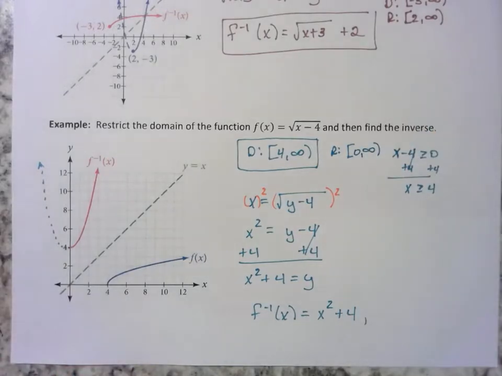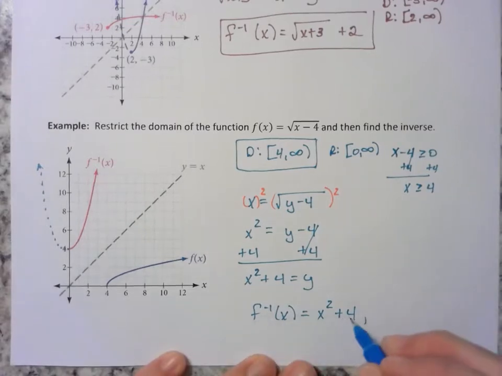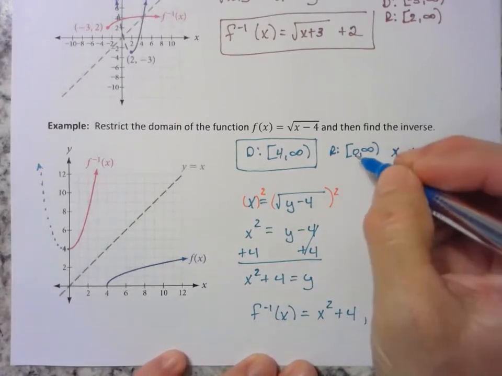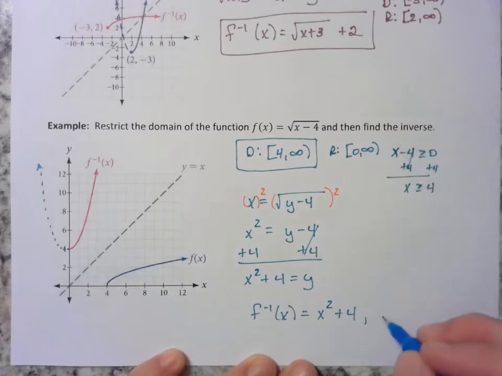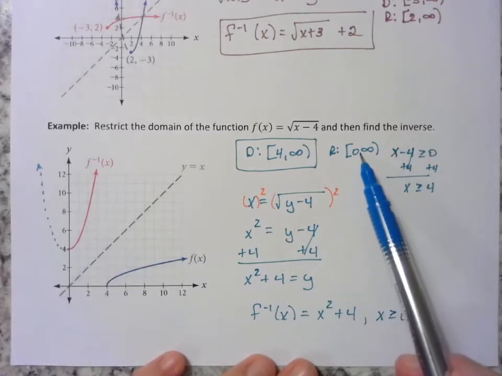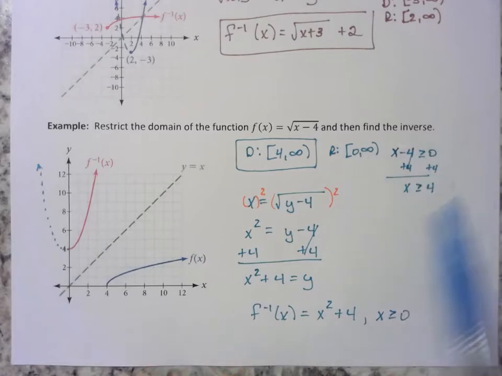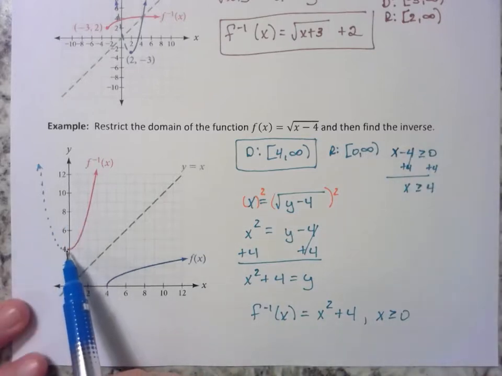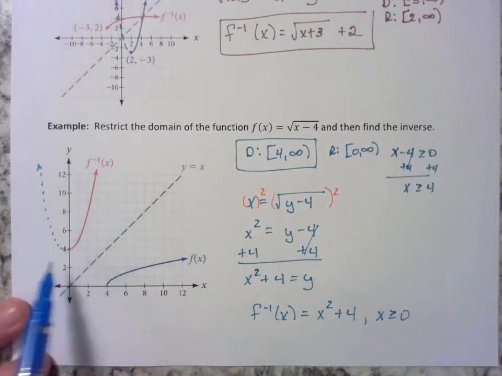So you switch those when you go to your inverse function. The domain of your inverse is the range of the original. So you have to restrict this to x must be greater than or equal to 0. That comes from here, by the way. And if you look at the picture, you can see that our x's start at 0 and go forever to the right.